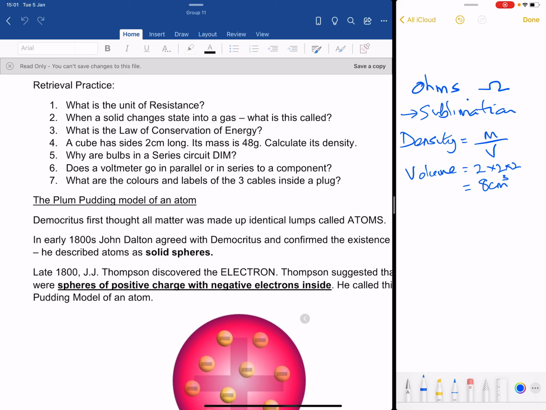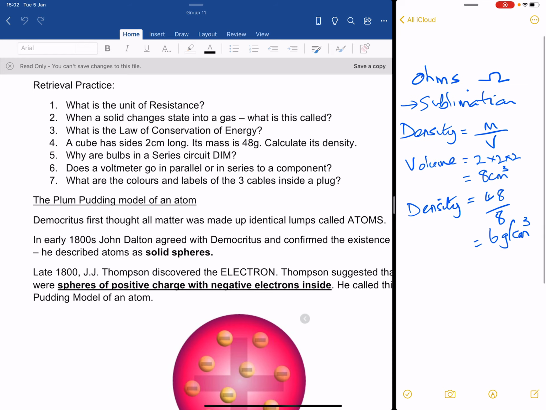The mass is 48, so density equals 48 divided by 8, and that's 6 grams per centimetre cubed. Okay, and that'll be worth 3 marks.